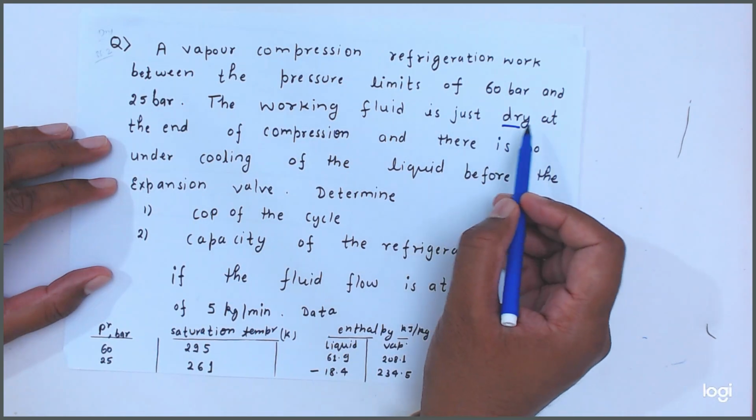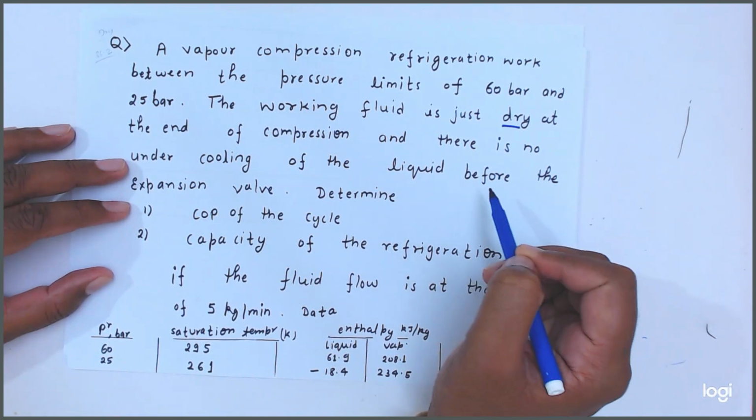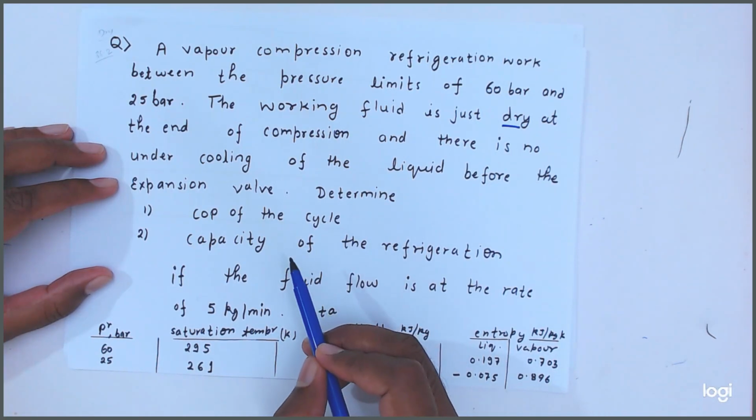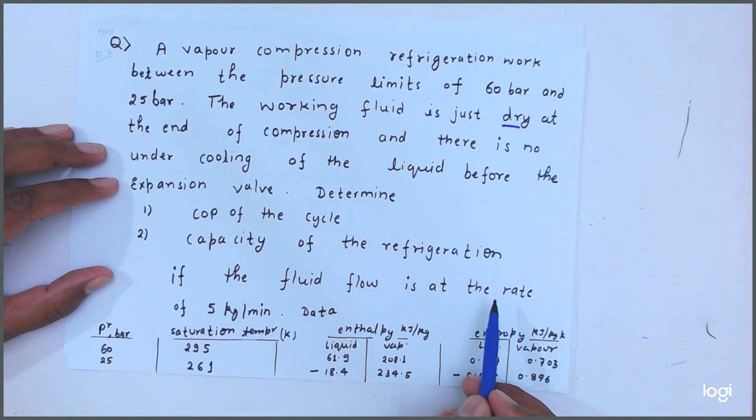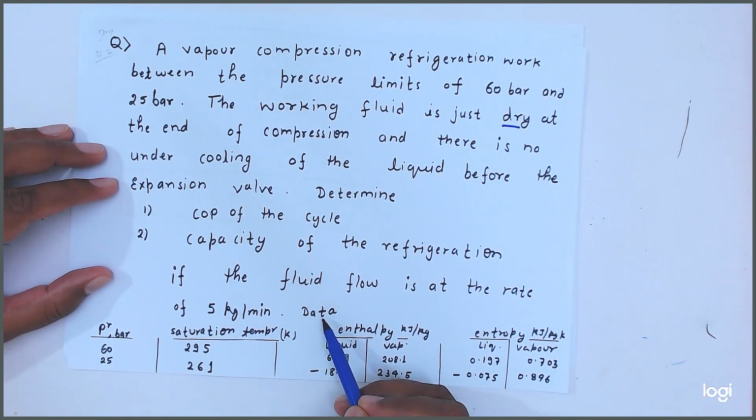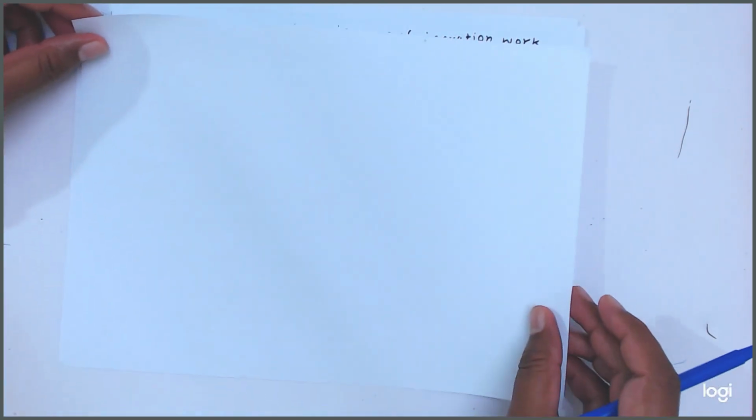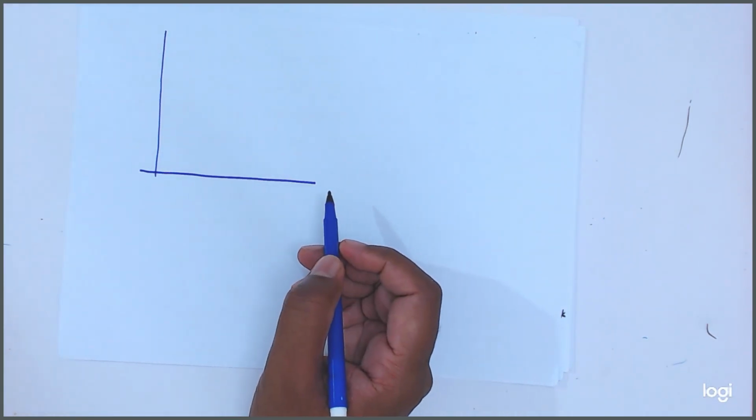The working fluid is just dry at the end of the compression and there is no undercooling of the liquid before the expansion valve. Determine the COP of the cycle and the capacity of the refrigeration if the fluid flows at the rate of 5 kg per minute. Now friends, just understand the data given. Let's draw this on the TS diagram, then it will be clear.